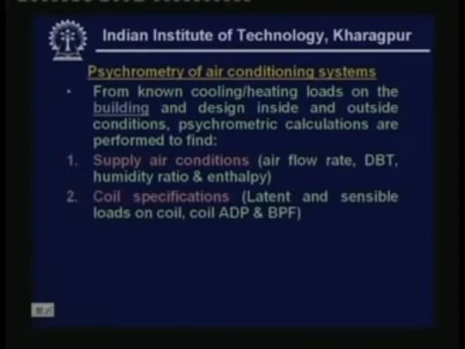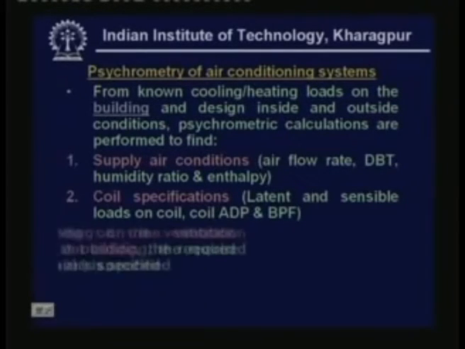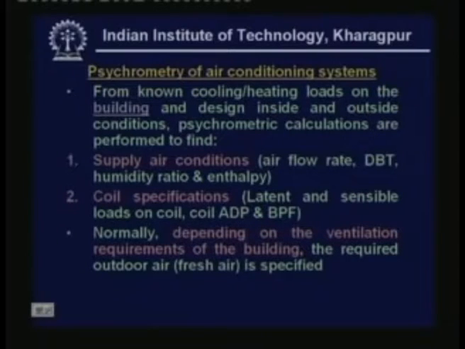Second thing is we can also find out the coil specification, that means what are the latent and sensible loads on the coil, what is the required coil ADP, that is apparatus dew point, and what is the required coil bypass factor. Normally, depending upon the ventilation requirements of the building, the required outdoor or fresh air is specified. Okay, this is something which is specified based on the ventilation requirements. Now, let me show a typical summer air conditioning system.